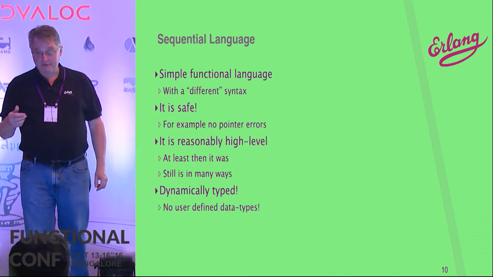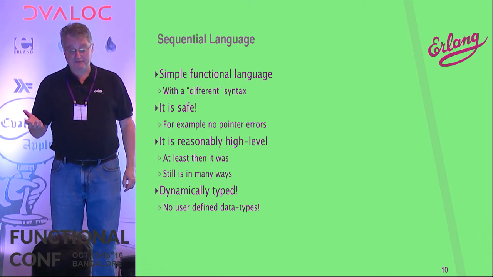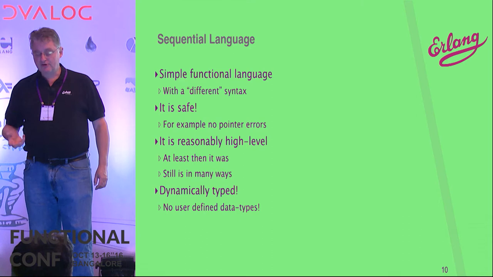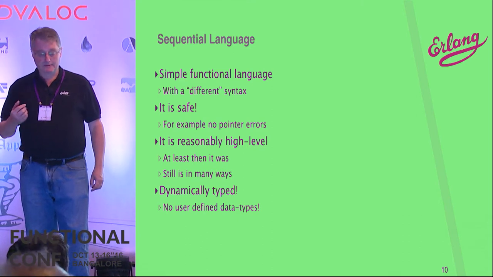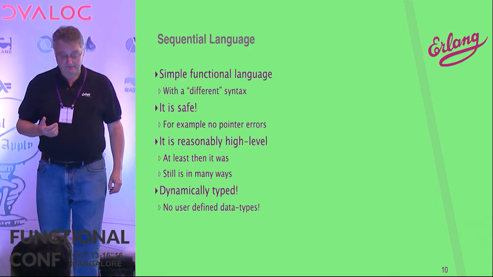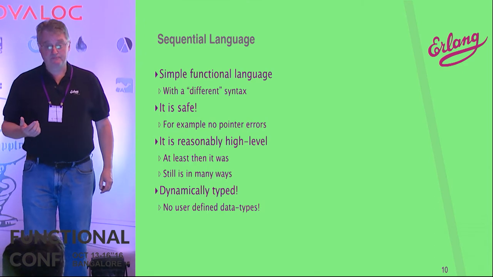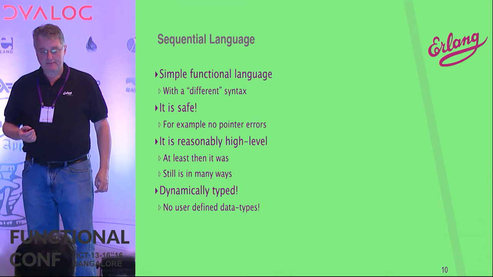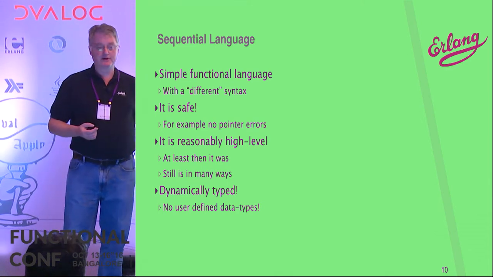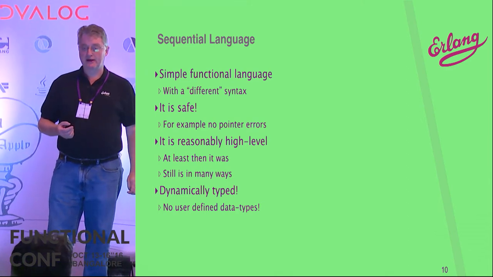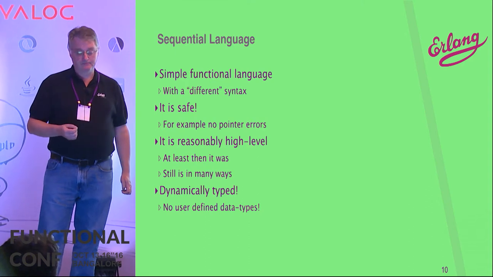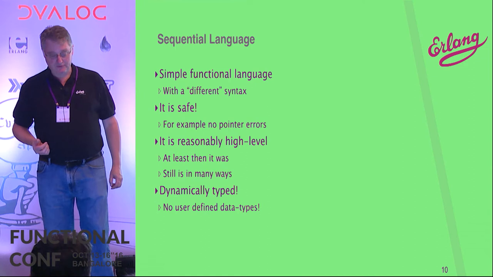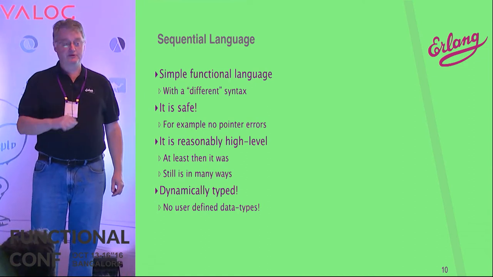It's safe. Now we're comparing to low-level languages here. For example, there are no pointer errors and things like this. It's reasonably high level. It was then, and it still is in many ways. It's dynamically typed. The whole system is dynamically typed. And there are no user-defined data types. You have a fixed set of data types you have to use. That's it. I can talk about it later if we have time, or if you ask me afterwards why, but there was a specific reason for doing this.